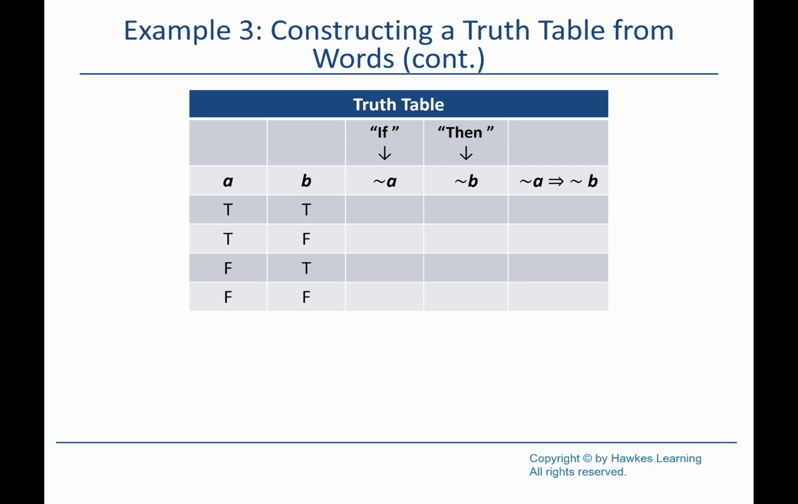So the first blank column we have is the not A column. Again, I'm just going to look at column A to figure out not A. So then I'm just doing the opposite truth value. It was true, so not A is going to be false. We had true, so not A is false. False turns into true. False turns into true. Just doing the opposite.